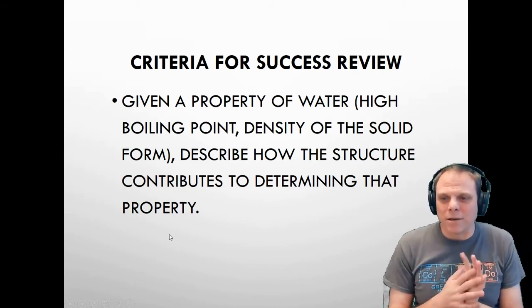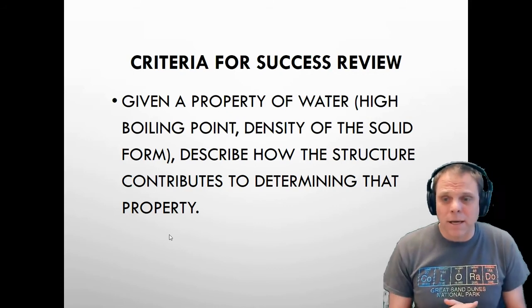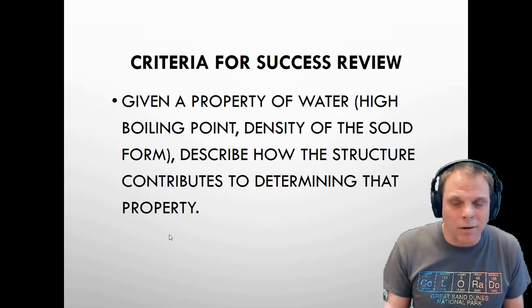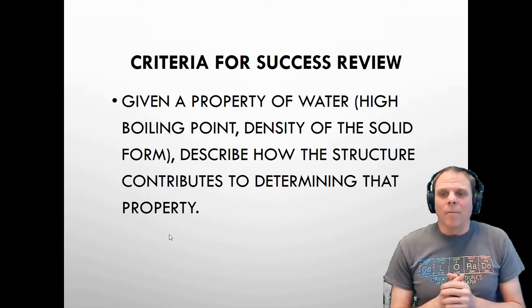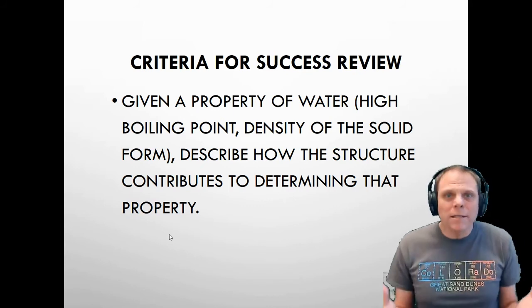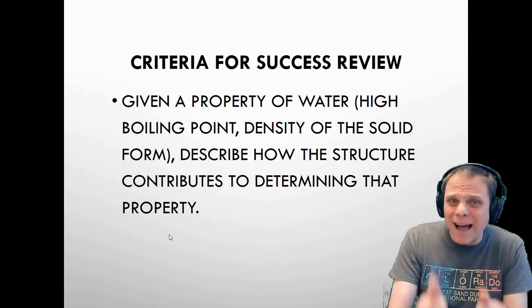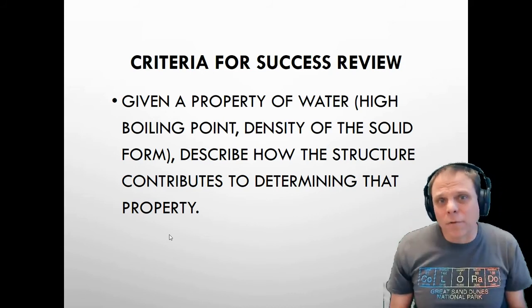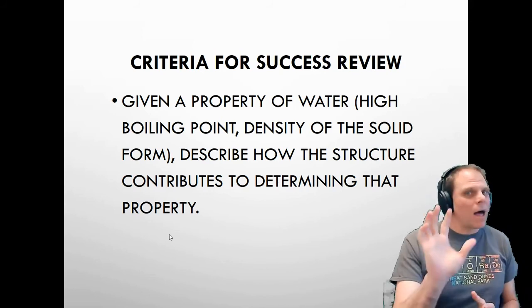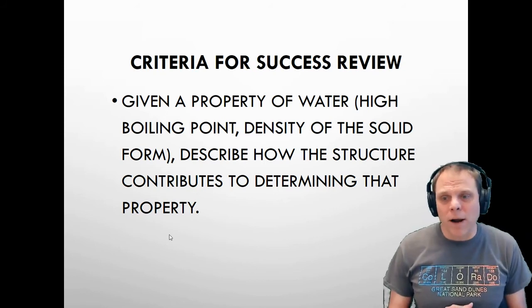Let's see if we have criteria for success. Now, given a property of water like the high boiling point, 100 degrees Celsius, that's a pretty high boiling point compared to alcohol or maybe some other things. Given a property of water, describe how the structure contributes to determining that property. Why is the boiling point so high? Because of those hydrogen bonds. Remember, hydrogen bonding is the strongest type of intermolecular force that we have, and those hydrogen bonds are holding that water together. So you got to pump up a lot of energy, all the way up to 100 degrees Celsius, to get those hydrogen bonds to break.